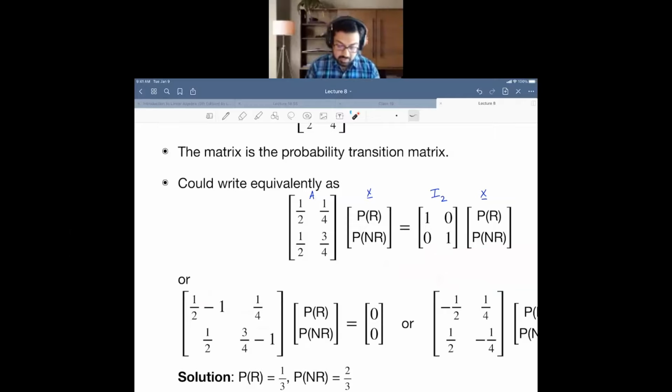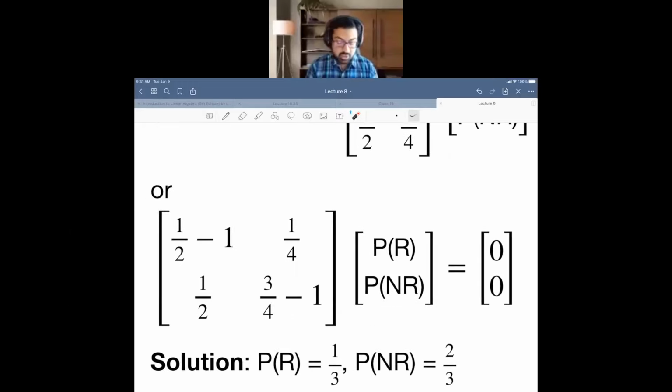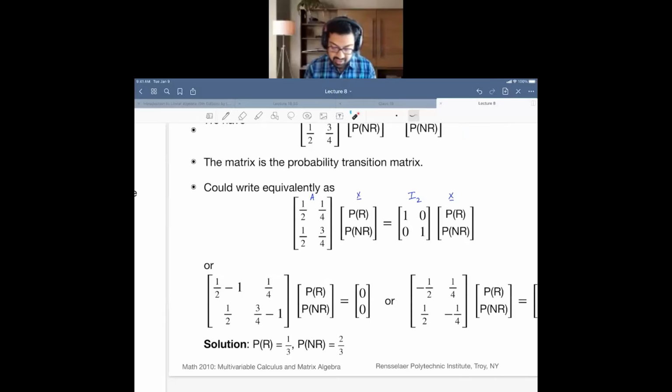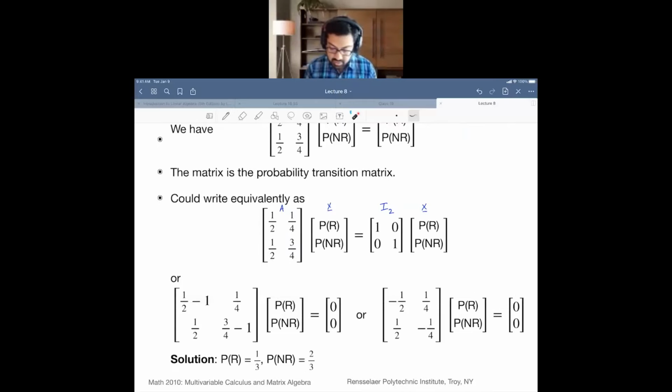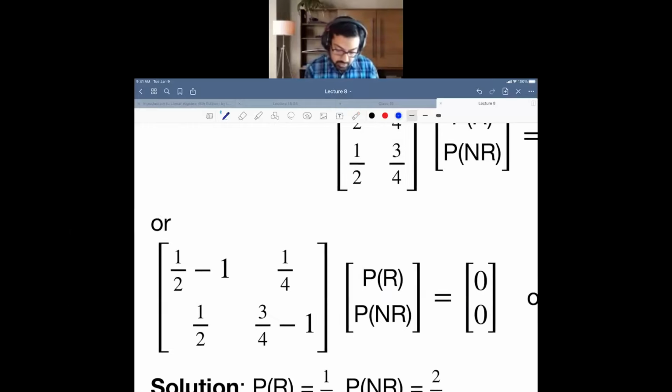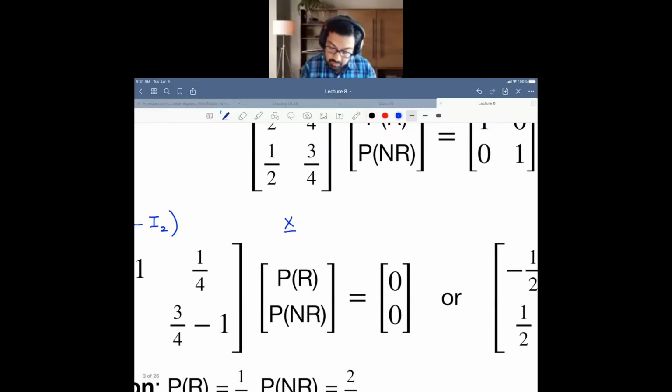So we are trying to solve this particular equation. So what is this? This is an AX equals zero problem, right? So we are looking at the null space of A in this case. If you simplify this a little bit further, what you get is a new matrix over here, which I can write as A minus I. In this case, it is I2, but in general, it is going to be I. And then over here you have X, and over here you have zero.